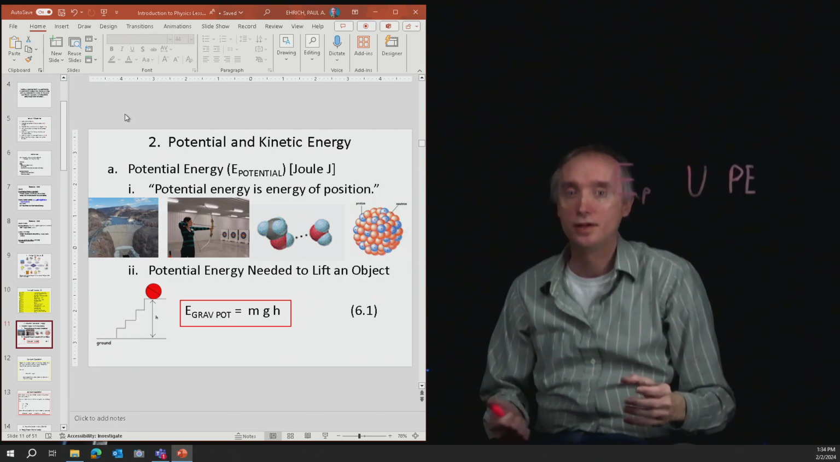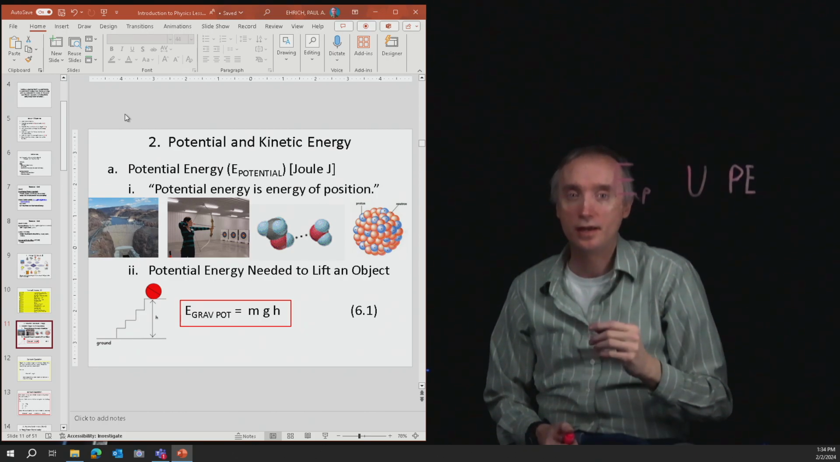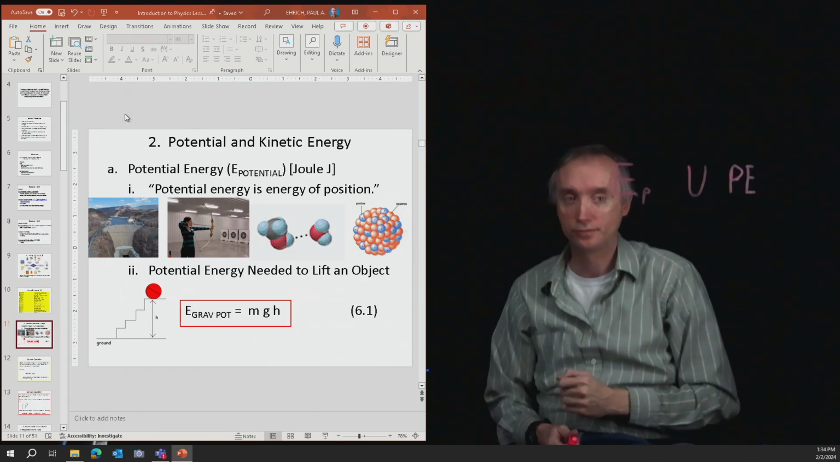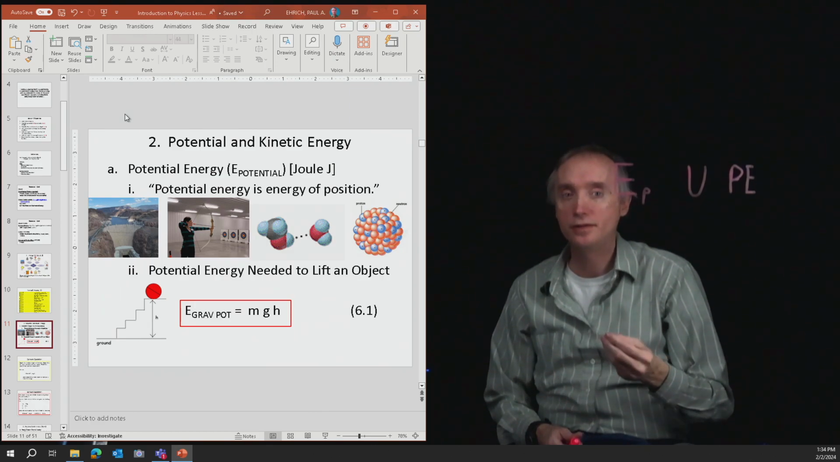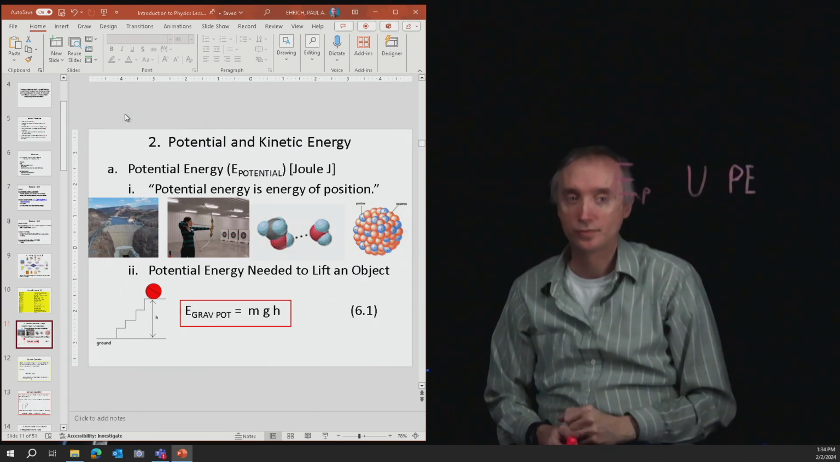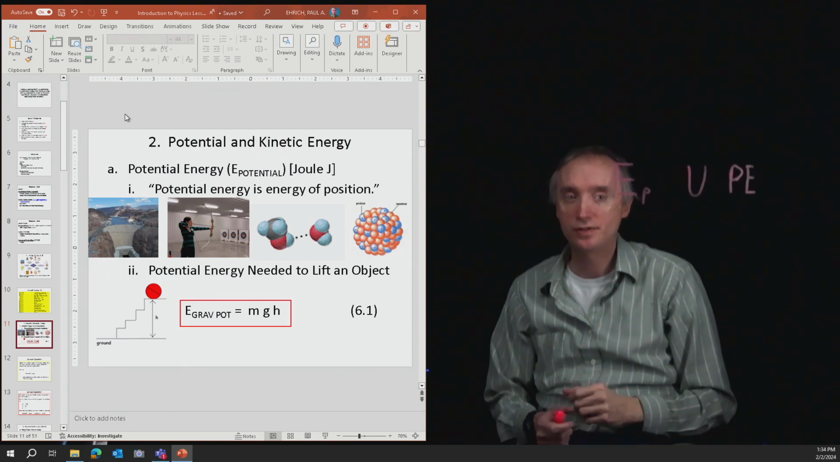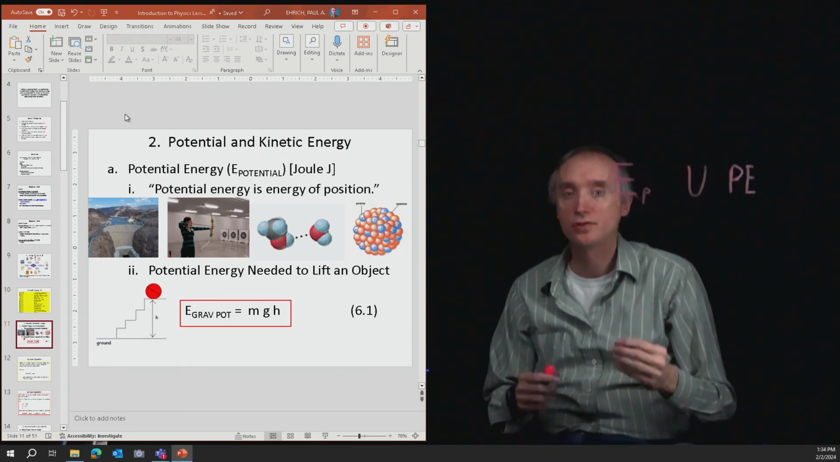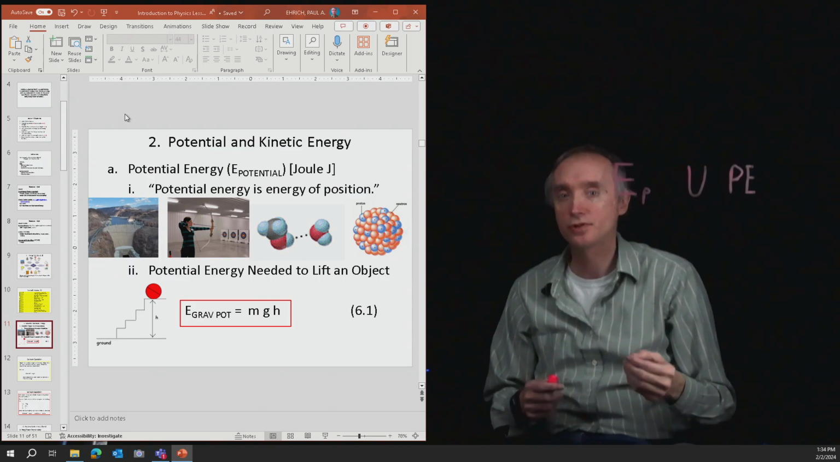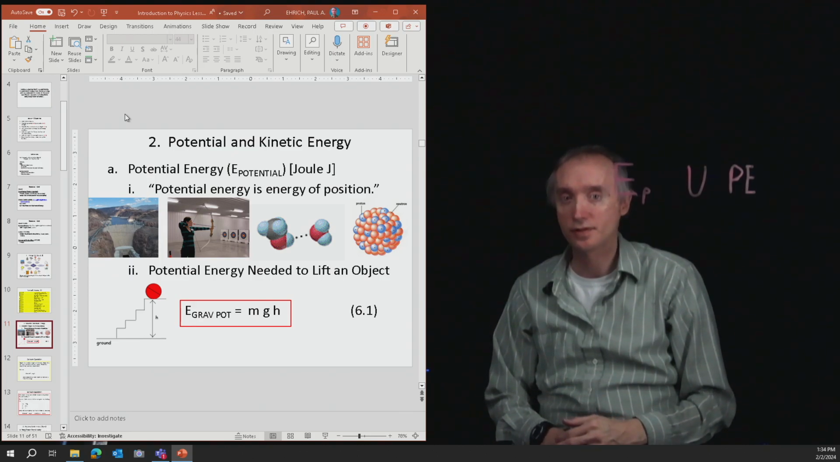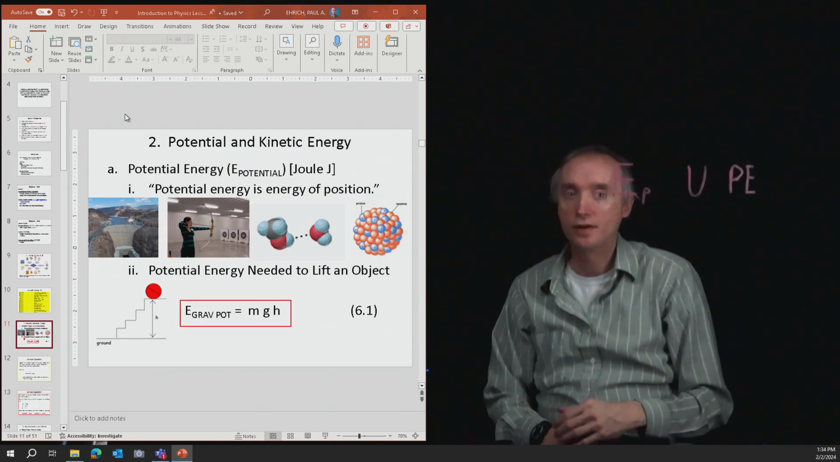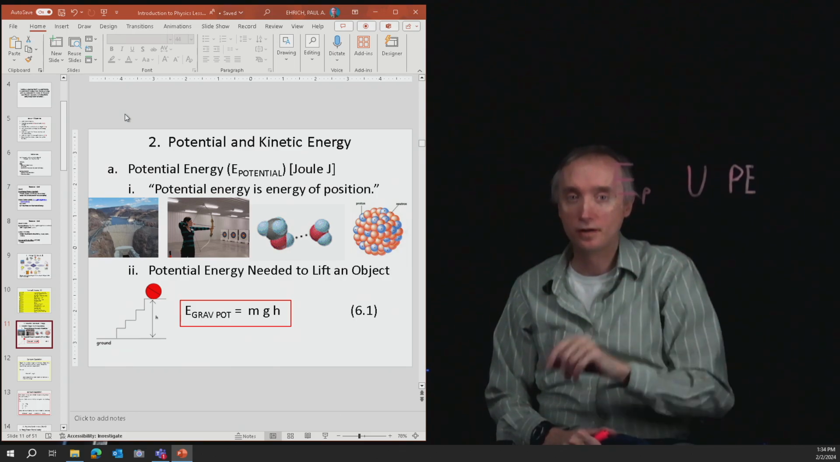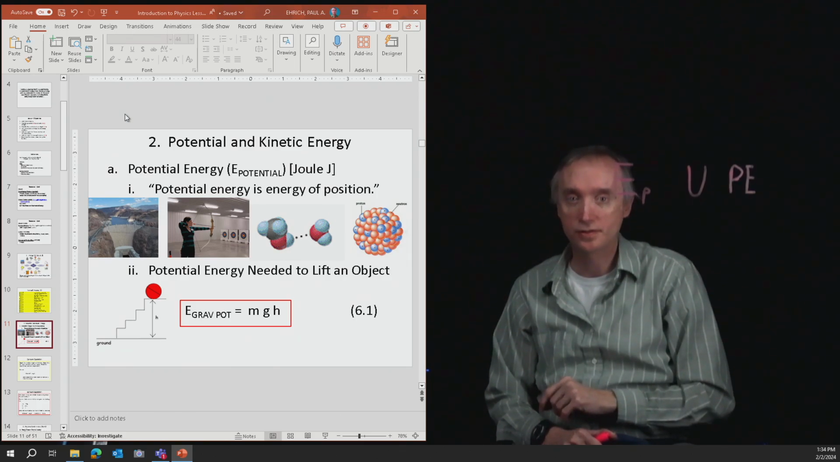So what is it? It's going to be energy of position. So it's going to depend on distance. As the distance increases, so does the potential energy of the system. So I've got 4 examples of potential energy listed there.